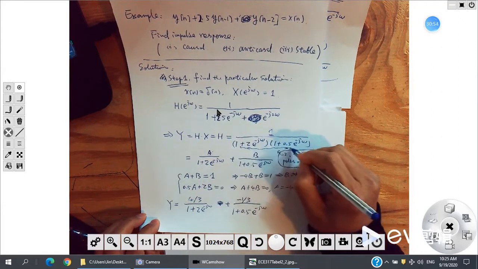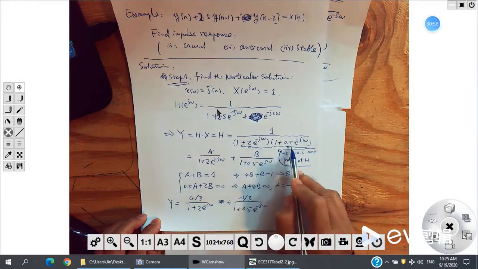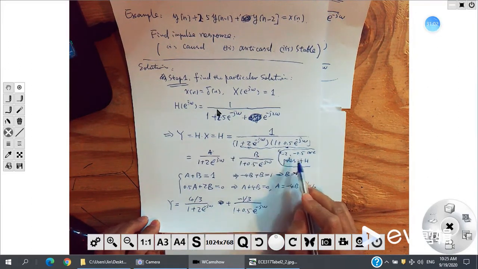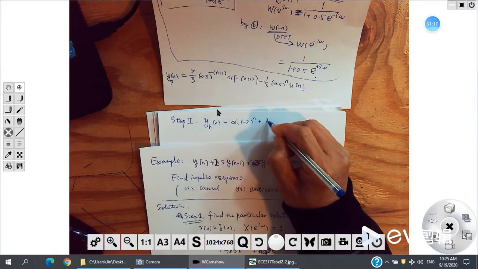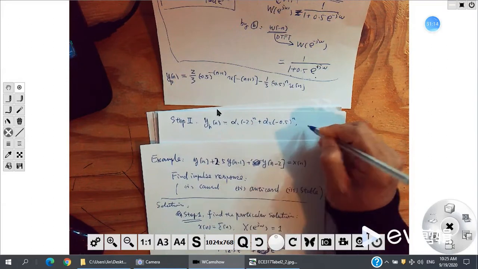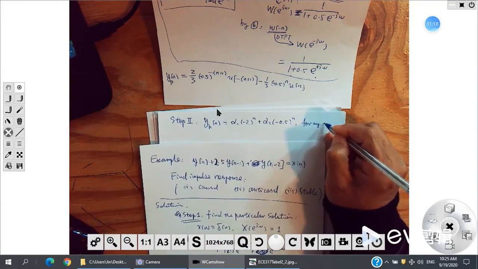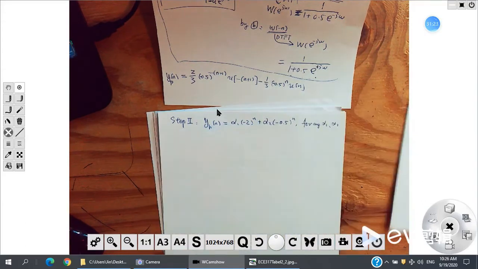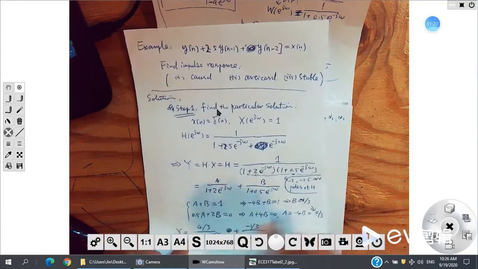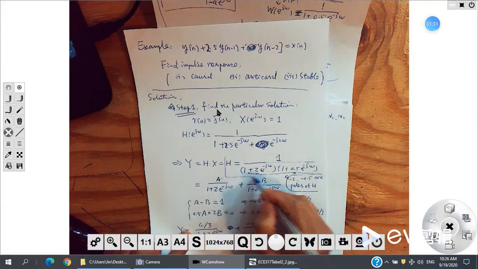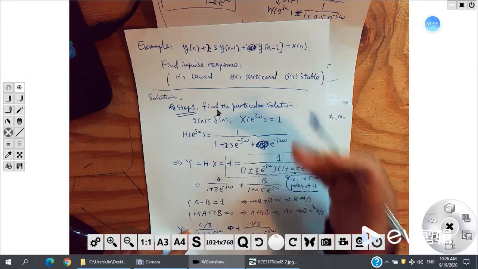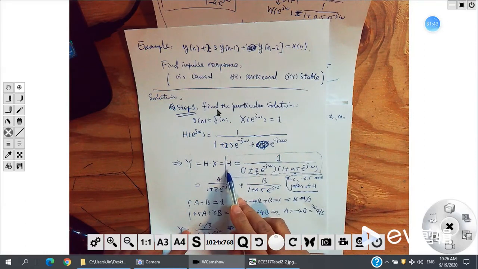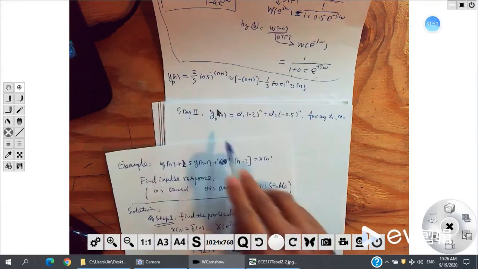Yeah, for this part. Then you can just use these, negative 2 and negative 0.5 here, add here. That will be alpha 1 times negative 2 to the n plus alpha 2 times negative 0.5 to the n, for any alpha 1, alpha 2. You can just write it in this way. If h is this one, then these two numbers will be the poles. In this example, because x is 1, so y equals h. In general, you can only use the poles of h. The poles of h are these two numbers.